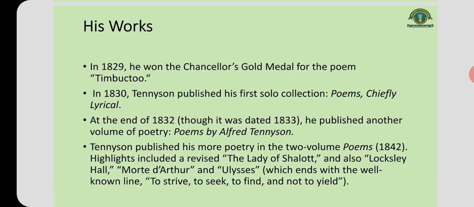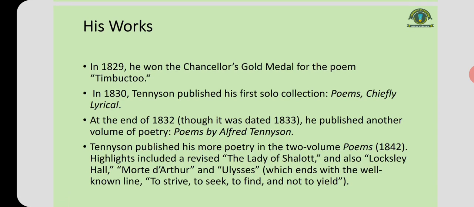In 1829, he won the Chancellor's Gold Medal for the poem Timbuktu. That was a pictorial depiction, marked with pictorial imagery. The pictures can be seen in this poem because when readers go through its verses, a number of sceneries pass before the very eyes of the readers.